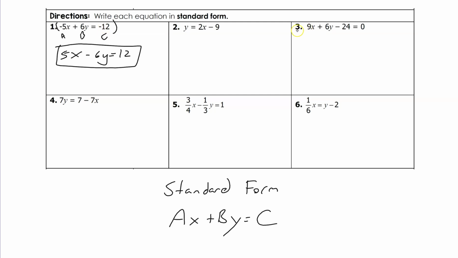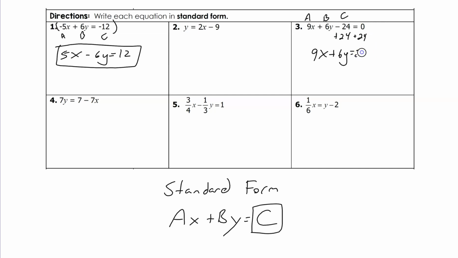All right, let's go ahead and look at number 3. Notice my x is my a, my coefficient of y is my b, and my c is over here. Well, if you look at this, where is c? C is on the right side of the equal sign. Where is my c over here? It's on the left side. So if we move that over to isolate that constant on one side of the equal sign, that'll put this into standard form. So what we could do is add 24 to both sides. That gives us 9x plus 6y equals 24.